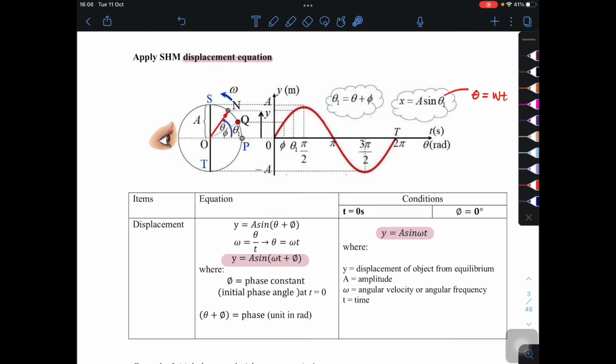Okay, next one, let's look at the simple harmonic motion displacement equation. Okay, so this is the displacement equation.